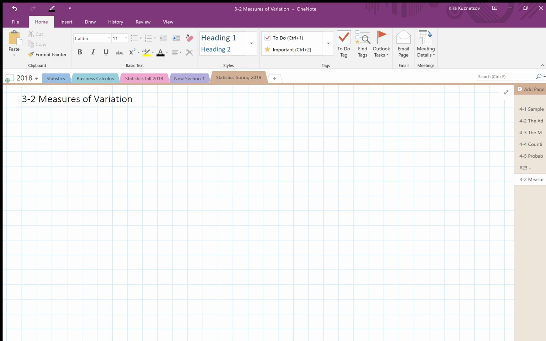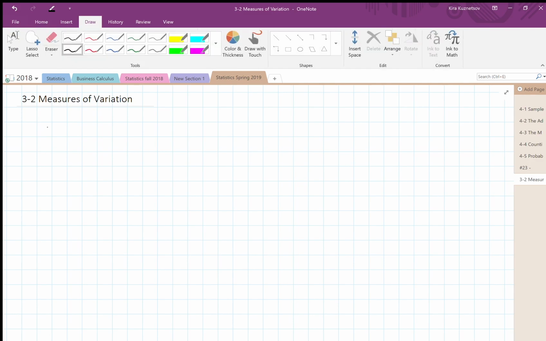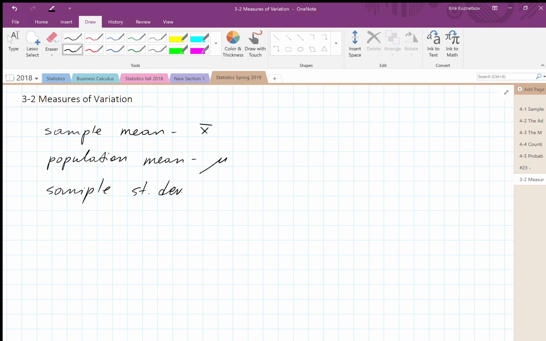This is a continuation of lecture 3-2, measures of variation. So remember the notation that we're going to be labeling: sample mean is x bar, population mean is mu. Sample standard deviation, this is how I will abbreviate standard deviation, STDV, will be labeled as S, and population standard deviation is labeled as sigma.